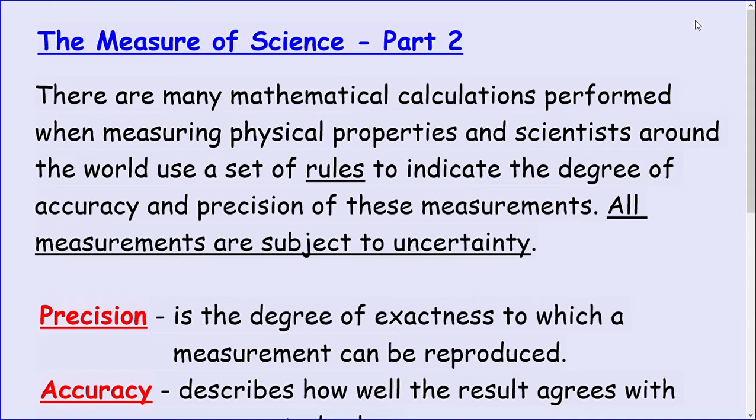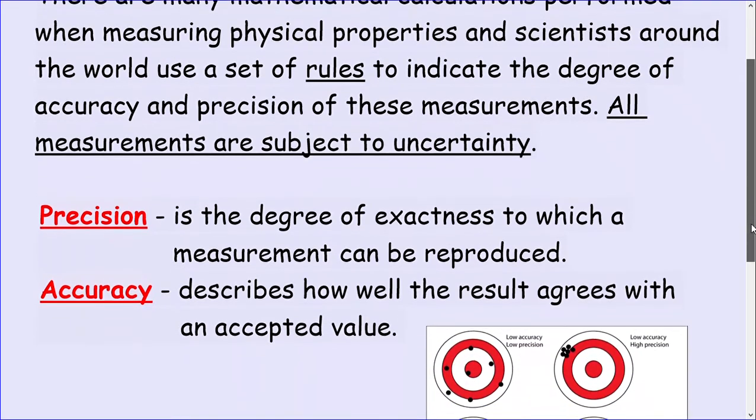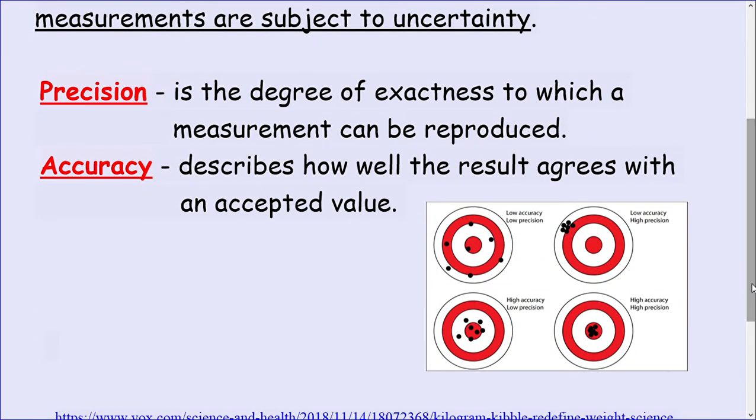Everything is done in a uniform way. All measurements are subject to different uncertainty based on how we measure them. To start with, we need to see what that looks like. Precision is the degree of exactness to which a measurement can be reproduced.